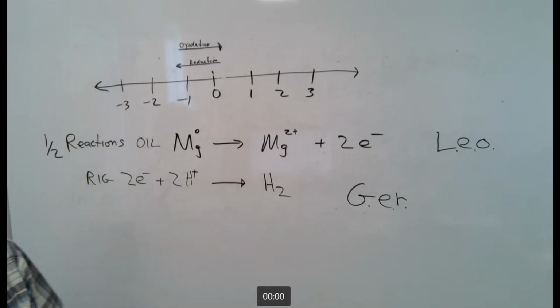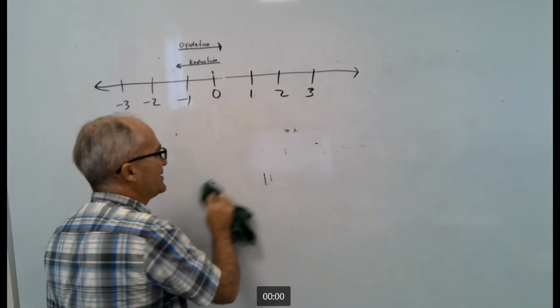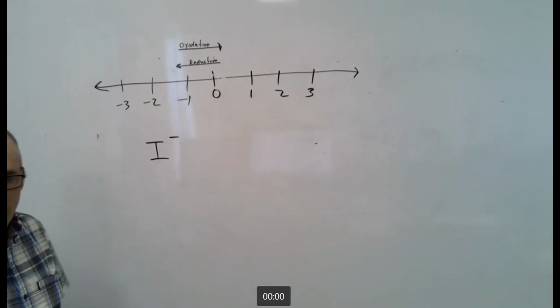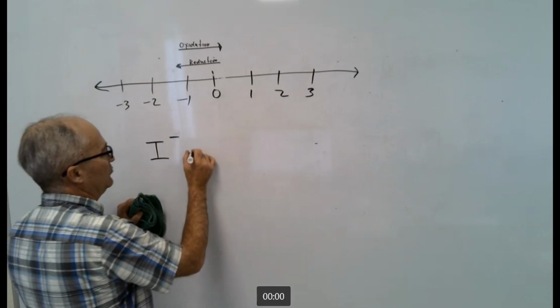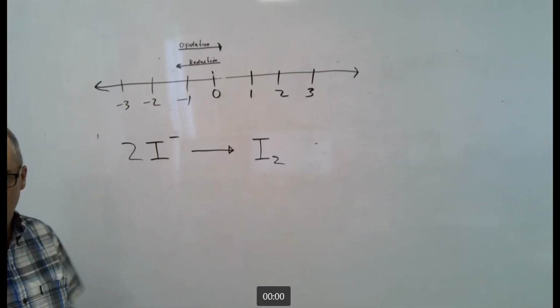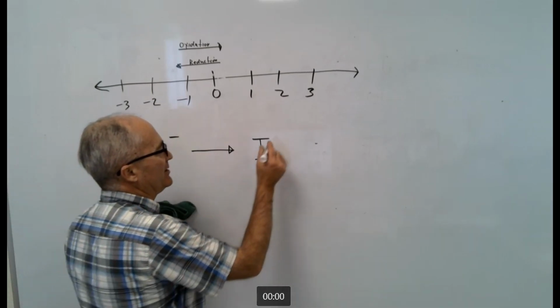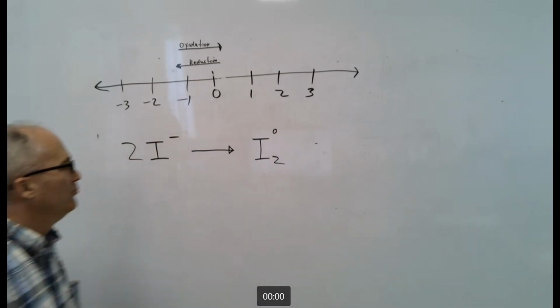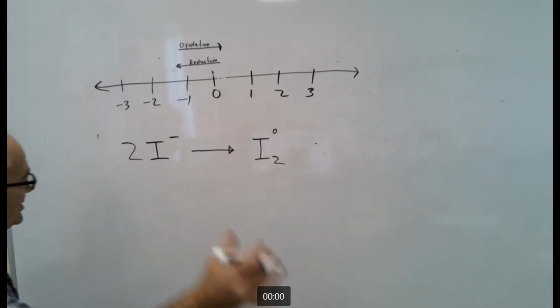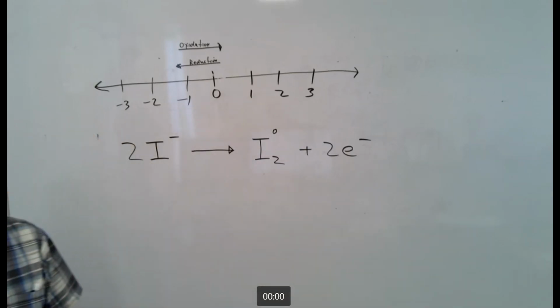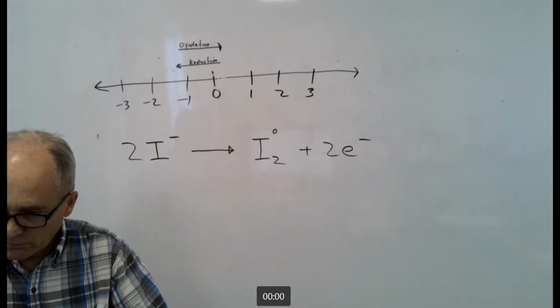What about these negative numbers? I need something that has a negative number in it. How about pull out a halide? Where do we think we want to write electrons? Well, this goes from negative. Here's an element in its elemental form. Yeah, it's oxidation. So somehow -2 on this side. I'll write 2 electrons over there.